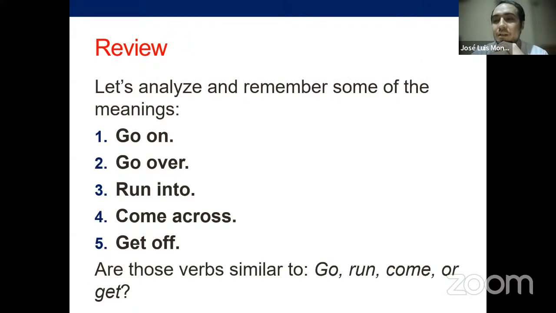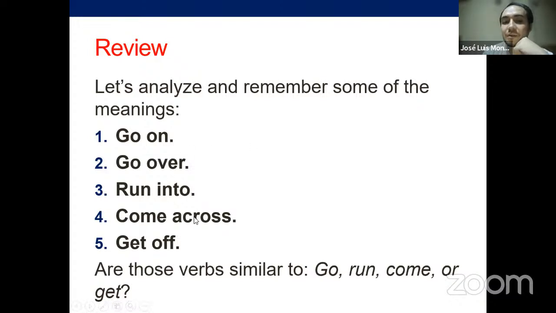We have go on, go over, run into, come across, and get off. All of those, the first phrasal verbs that we covered, were inseparable phrasal verbs. Go on means continue, so to resume, let's say, an activity. Go over, you have the definition here, is to review something, to see something one more time, to practice with that. Run into, to find someone unexpectedly or accidentally, by accident.